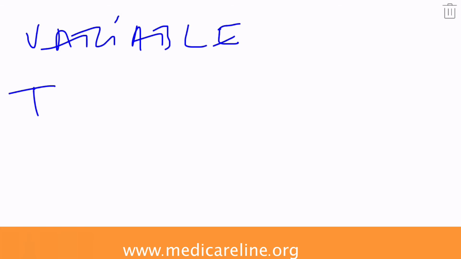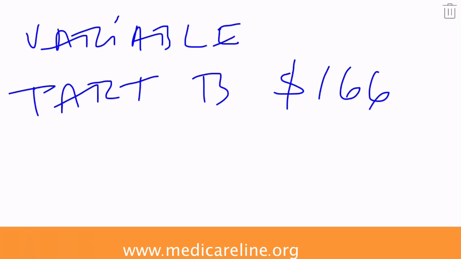Okay. We're still on variable. And Part B now. So we talked about Part A. You have that deductible, $1,288, and free if it's up to 60 days. If it goes over 60 days, then it's $322 a day, and then it goes up from there. Part B, variable costs. You have what they call the deductible again, which is $166, which just went up, per year. So this is per year. This is not per month.